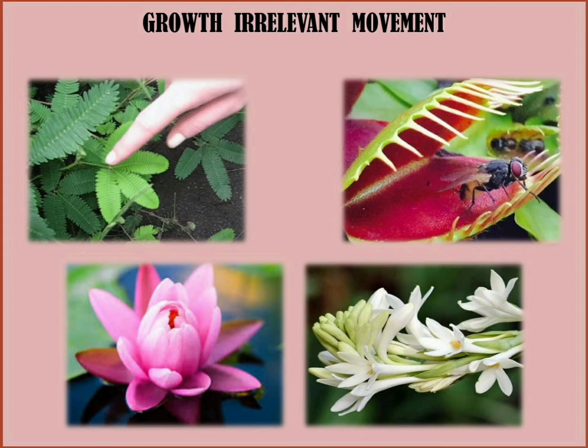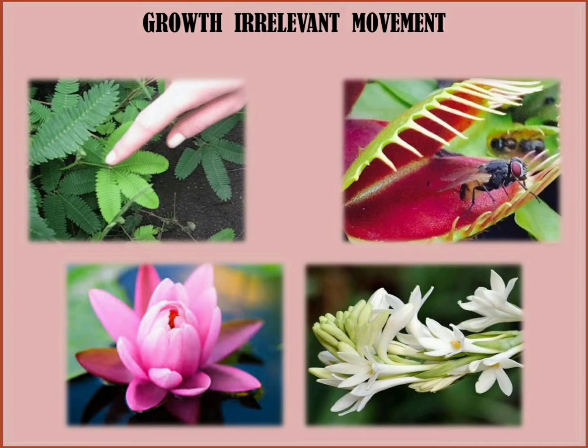So all these things that we had seen the last time were related to the growth of the plants. Those movements or tropisms that we had seen were all called growth relevant movements. But now we will move on to the next part of the chapter, where we will be looking at other types of movements which plants show but which do not affect the growth of the plants. These movements are called growth irrelevant movements.